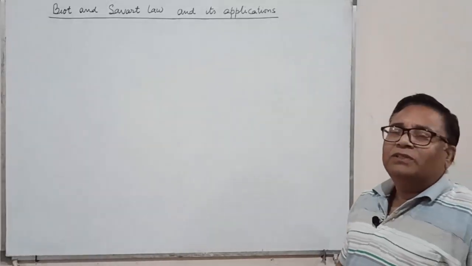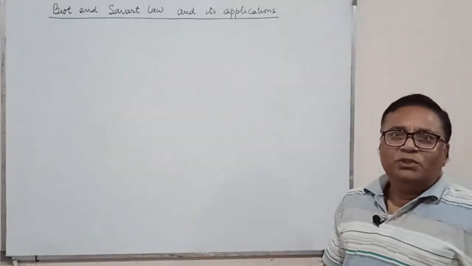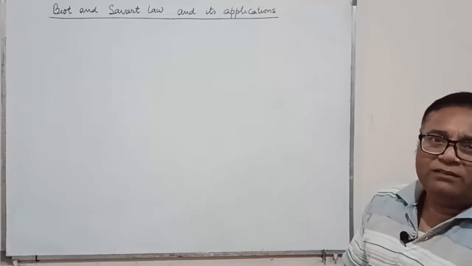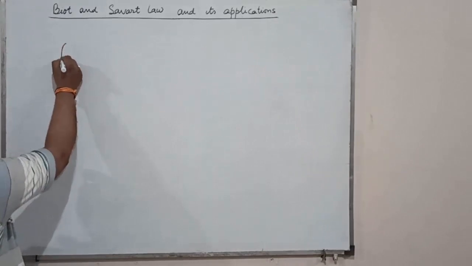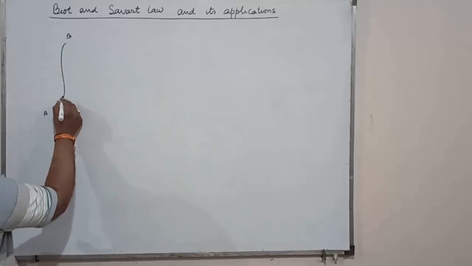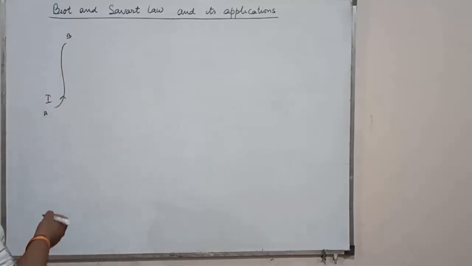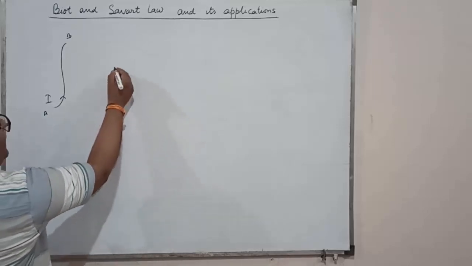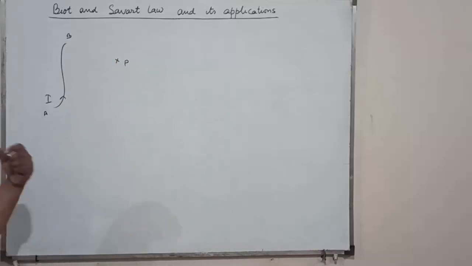To find out the magnetic field intensity at any point due to a current carrying conductor, let AB be a current carrying conductor, and I is the current passing through the conductor. P is the point in vacuum or space at which the magnetic field intensity is to be determined.